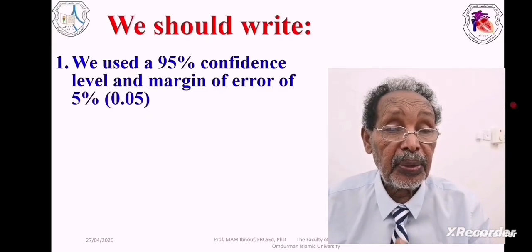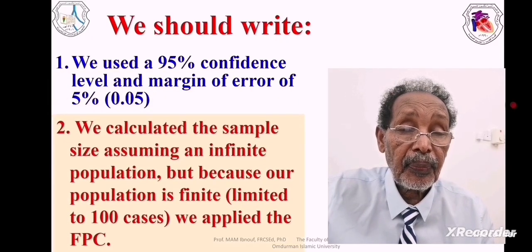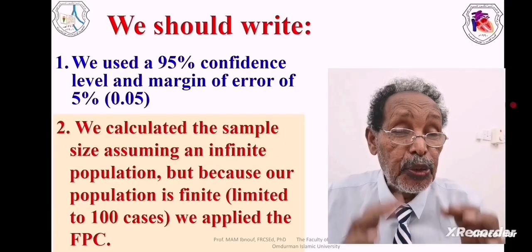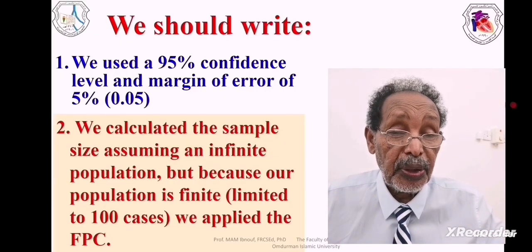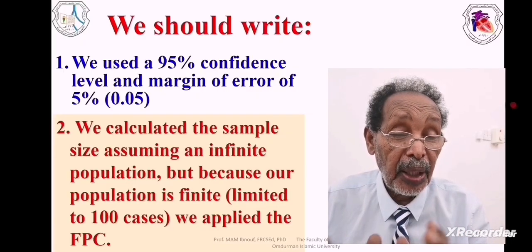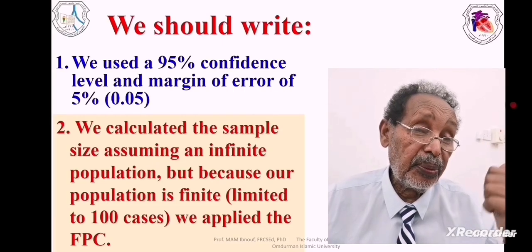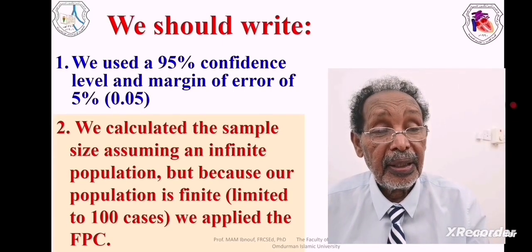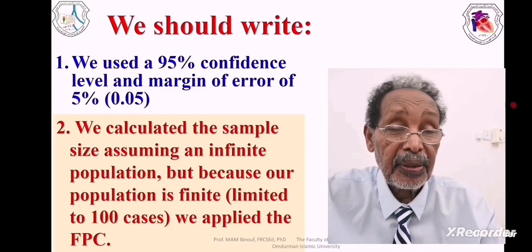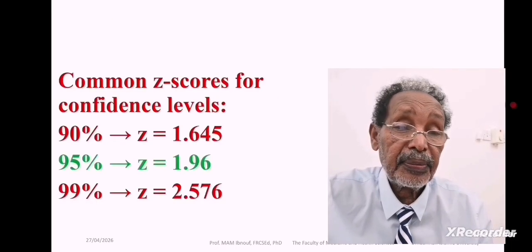We have to document all that. And we have to write that we calculated the sample size assuming an infinite, a very huge population. But because the population is finite, is limited to 100, we applied a finite population correction, and we ended with 56 cases as a sample size. If we document this, everything will be all right and it is correct.